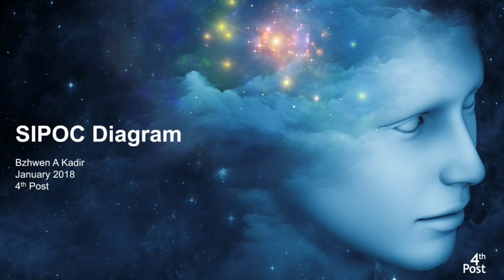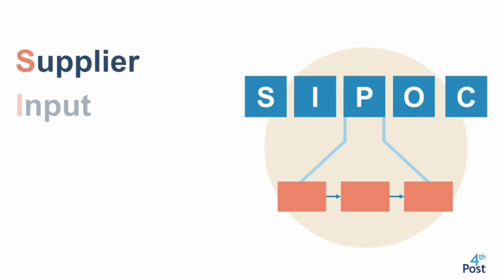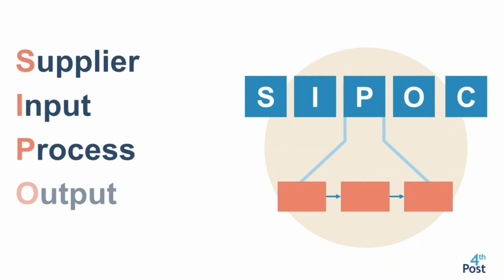In this video, I'm going to talk about the SIPOC diagram. The SIPOC diagram is a tool that is usually used in the define phase of a Six Sigma or Lean Six Sigma project, but it can also be used to analyze and understand the different processes within a work system. SIPOC is an acronym for Supplier, Input, Process, Output, and Customer.